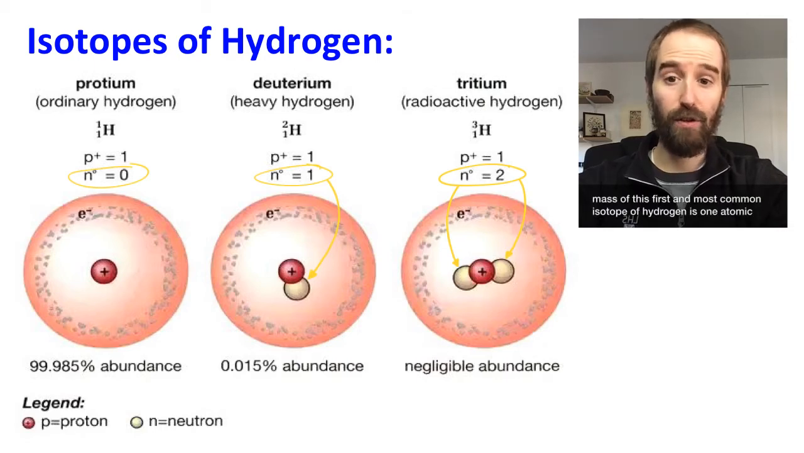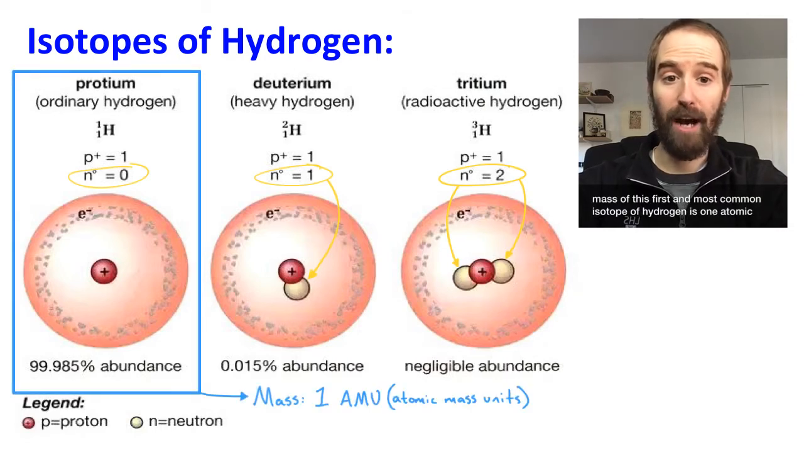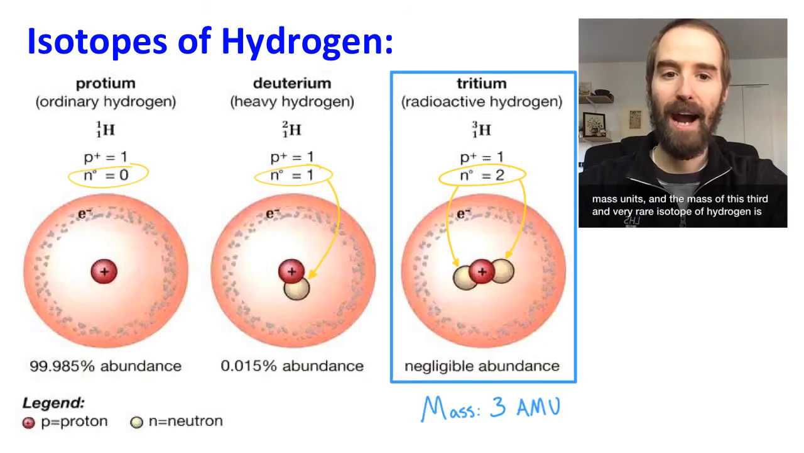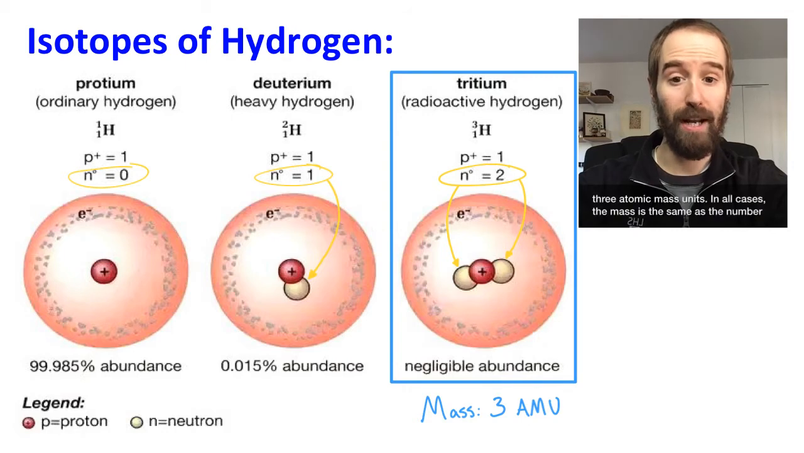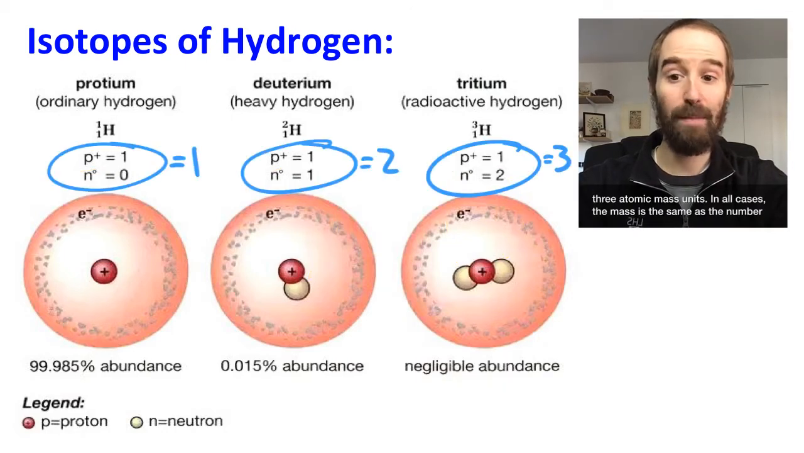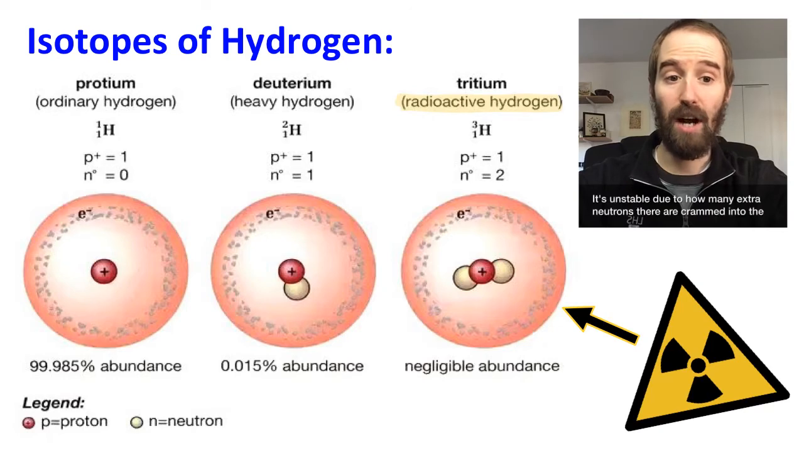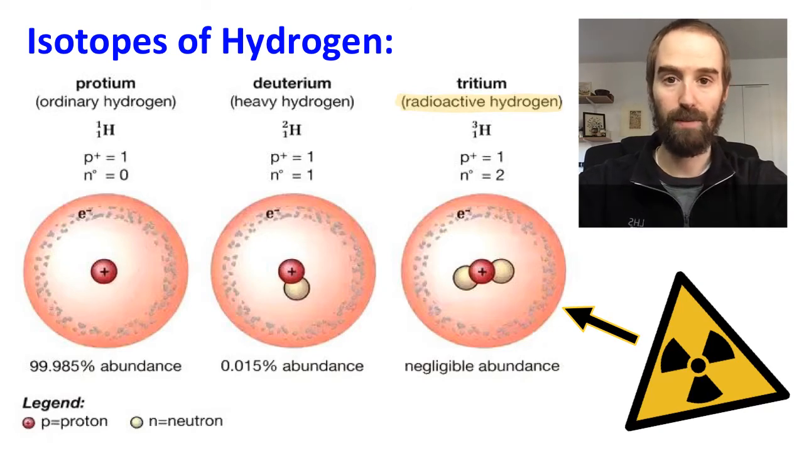The mass of this first and most common isotope of hydrogen is 1 atomic mass unit. The mass of this second, less common isotope is 2 atomic mass units, and the mass of this third and very rare isotope of hydrogen is 3 atomic mass units. In all cases, the mass is the same as the number of particles in the nucleus. This last one also happens to be radioactive. It's unstable due to how many extra neutrons there are crammed into the nucleus.